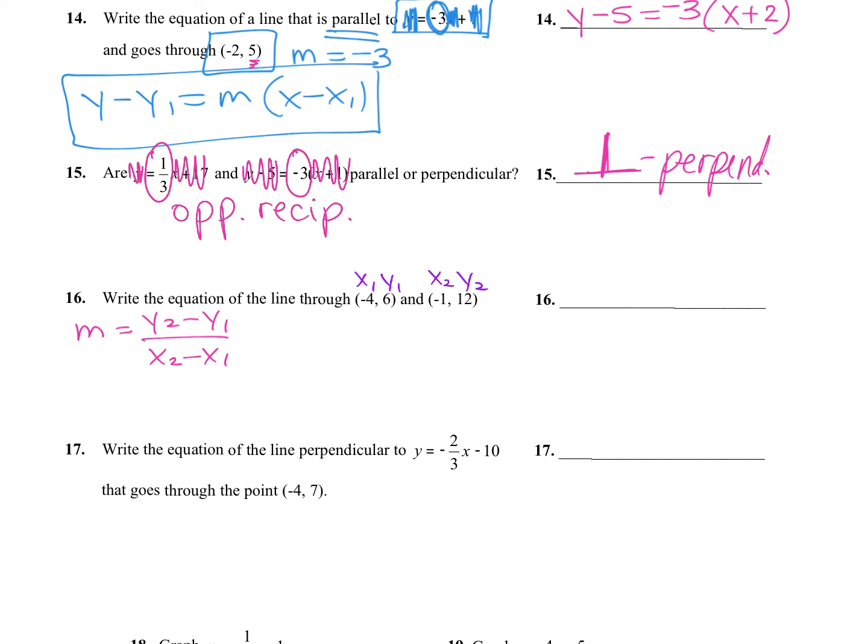So y2 minus y1 is 12 minus 6. And then x2 minus x1 is -1 minus a -4, so +4. So simplify that. 12 minus 6 is 6. -1 plus 4 is a +3. So what's your slope? 2, right? Just simplify that. You have a slope of 2.